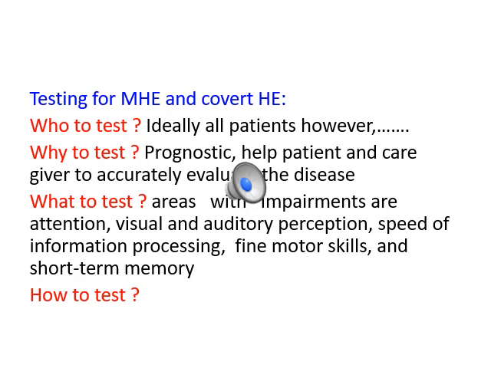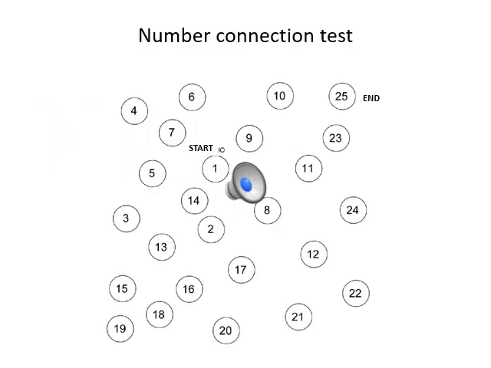What to test? As we said, minimal encephalopathy is related to certain areas in the brain. Therefore, we will test areas with impairments, which are attention, visual and auditory perception, speed of information processing, fine motor skills, and short-term memory. Then, how to test? This is a very simple way of testing, which is the number connection test. As you see, the patient is given this chart with different numbers in these circles, and he has to connect the numbers serially together, number 1 to 2 to 3, and so on.